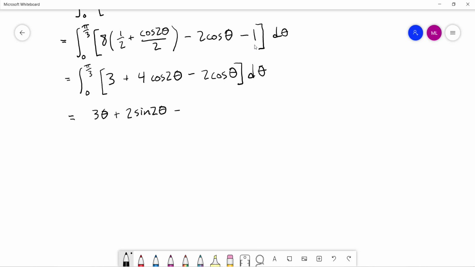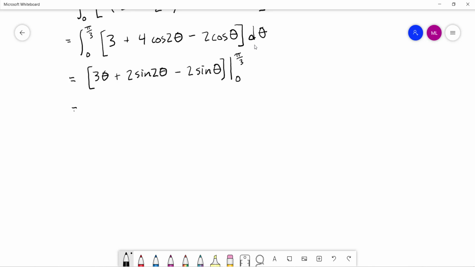The integral of cosine is just sine. So this is going to be times the sine of theta. And I, again, am evaluating these now between 0 and pi over 3. So we'll plug in. And I will get 3 times pi over 3 is just going to be pi. Plus 2 times the sine of 2 pi over 3. Let me just write it as 2 pi over 3 for now. We'll come back to that. And then minus 2 times the sine of pi over 3. So there's the upper bound.